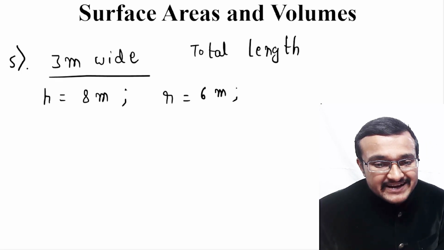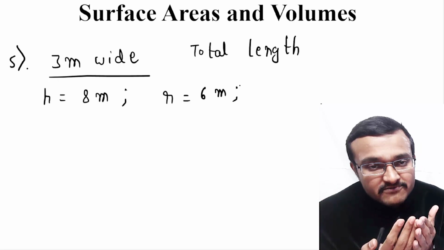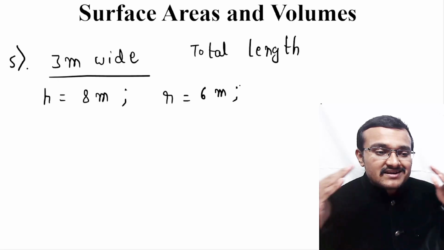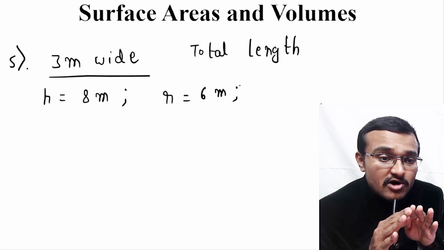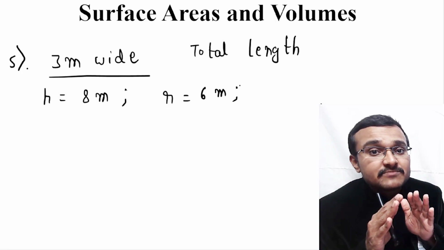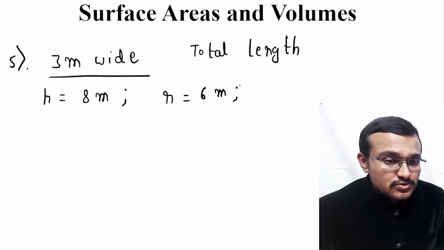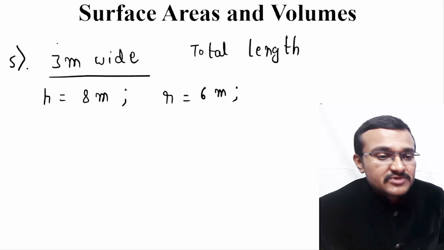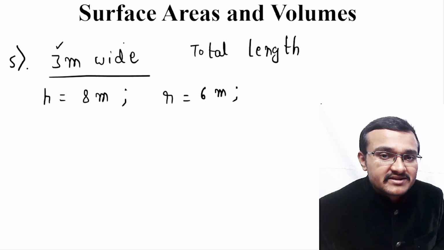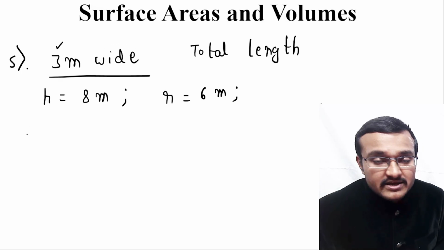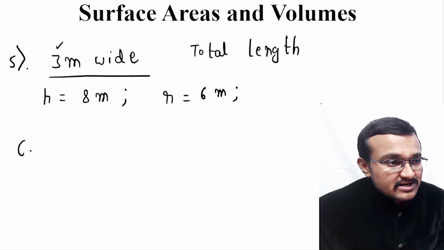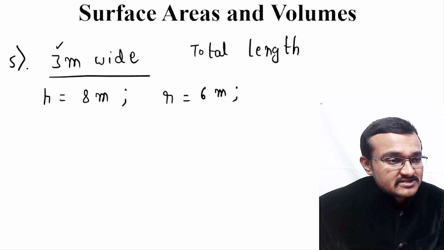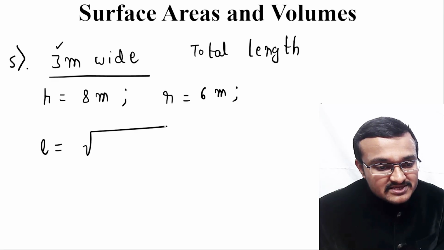So now you have to find out the curved surface area of this tent, because if you calculate the curved surface area, you'll have an idea how much meter square of tarpaulin is required. After that you can calculate length, because already they have given the 3 meter width. So now in order to calculate that, first we will try to find out L, because in order to find out curved surface area we want L. So L is equal to square root of R square plus H square.